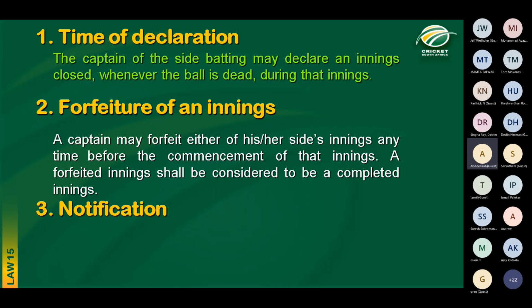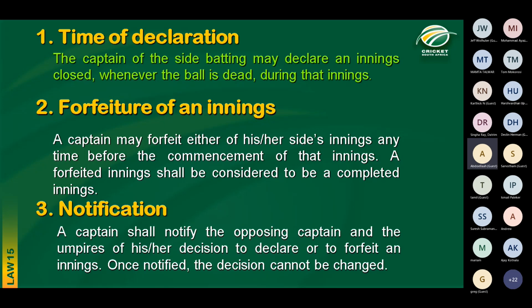So just the difference between a declaration and a forfeiture. A declaration usually happens when the side is busy batting, and then the captain decides to declare. So after, let's say, side A is 600 for the loss of 2 wickets, the captain would like to declare. That's an example. The side has already batted or is busy batting, and the captain decides he or she wants to end the innings, and can do that by declaring, and that innings will then be considered completed after the captain has made the declaration. A forfeiture is when the side has not started batting yet. So a forfeiture happens before the innings of that side commenced.